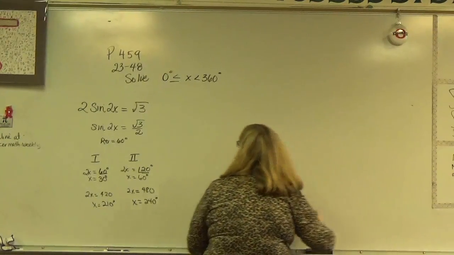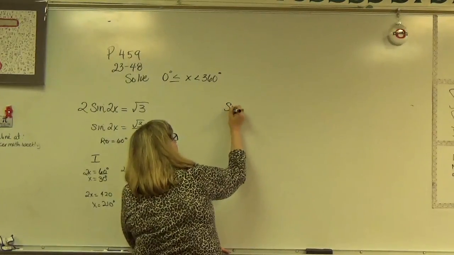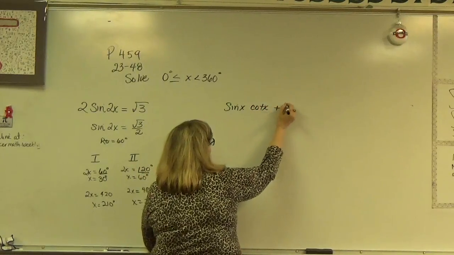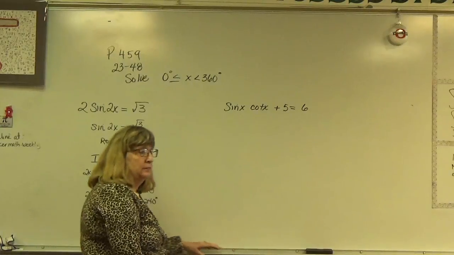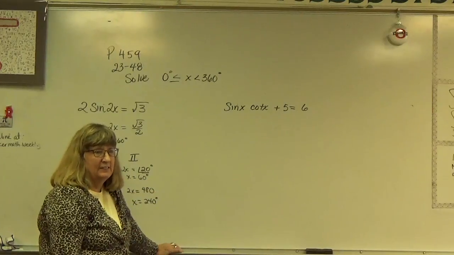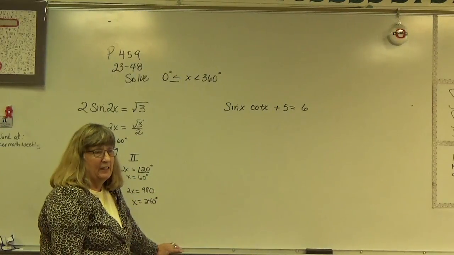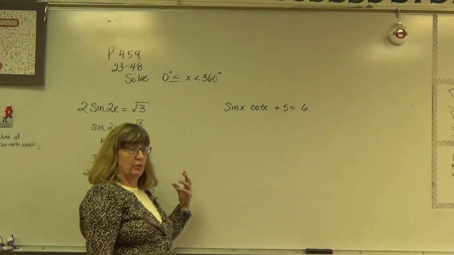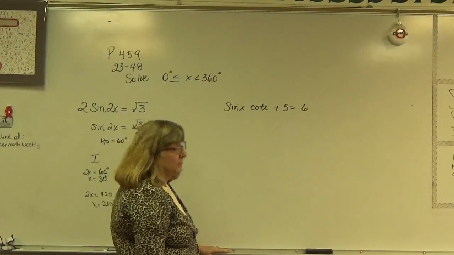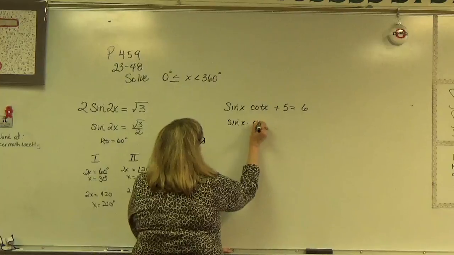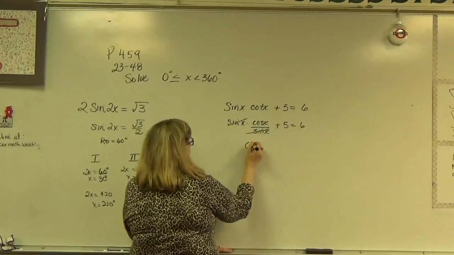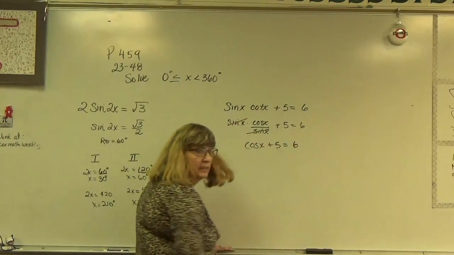Okay, now, one more. Let's say I've got the sine of x, cotangent of x, plus 5 equals 6. What do I need to do? Change cotangent. J.C.? You have to make it a sine. You gotta have everything in terms of the same trig function, right? So which identity would help us here? Change to cosine over sine. The sines cancel, I heard that. And then, Richard, what would you do?